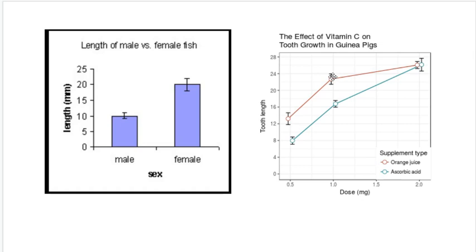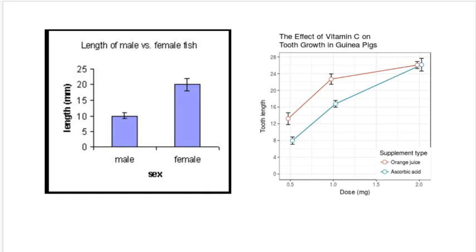Orange juice still makes them grow longer at a dose of 1. But up here at a dose of 2, notice how our data is really close together and how our error bars overlap, which means once you get up to a dose of 2, these two things make teeth grow the same amount, and we would say that that's not statistically significantly different. Okay, there's no difference.